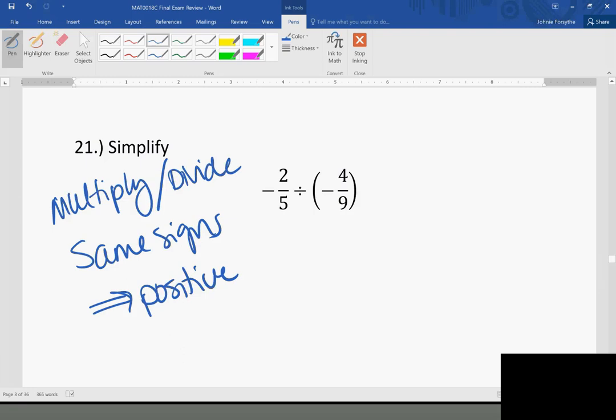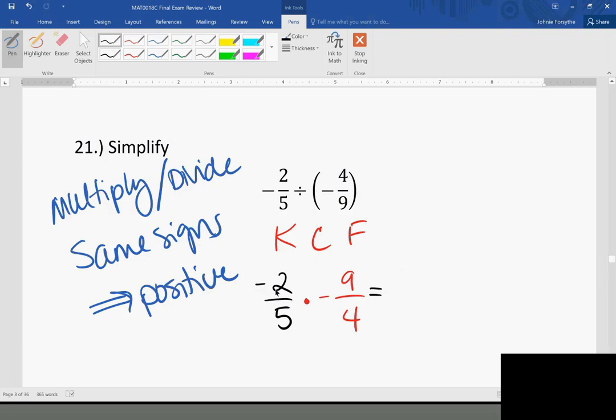Now when you divide fractions, you do what I like to call keep, change, flip, or you're multiplying by the reciprocal. So that means you keep the first fraction the same. We're going to change division into multiplication and then flip the second fraction. So it'll be a negative 9 over 4. So now we can multiply straight across and then simplify.